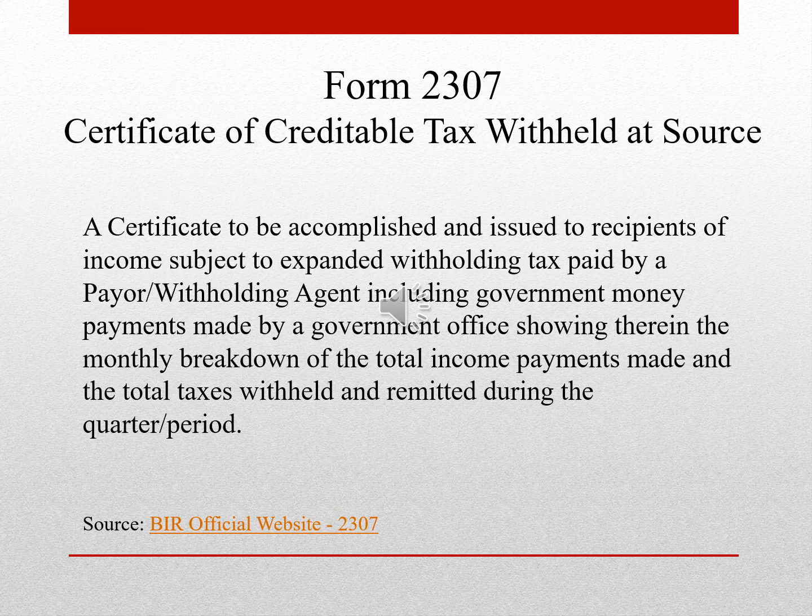Form 2307, or the Certificate of Creditable Tax Withheld at Source, is the form that you will use when you transact business for goods and services to any private entity, government, or any owned and controlled corporations, instrumentalities, and agencies.